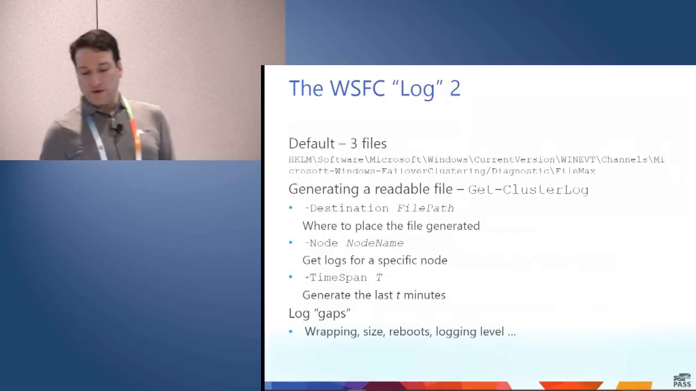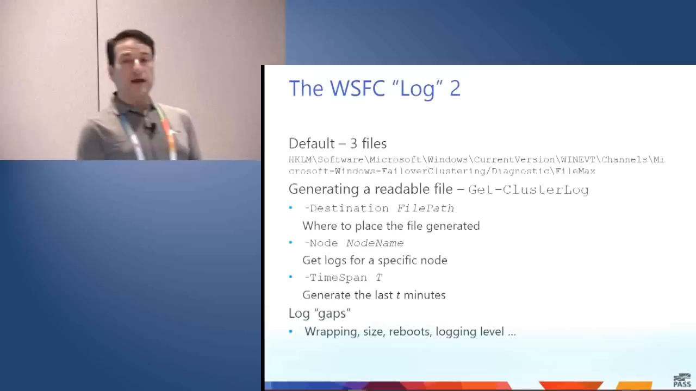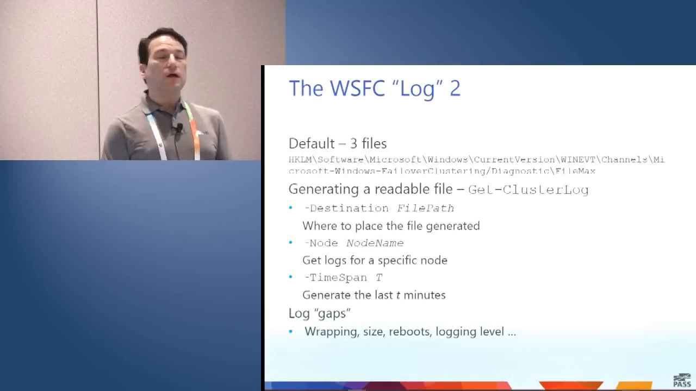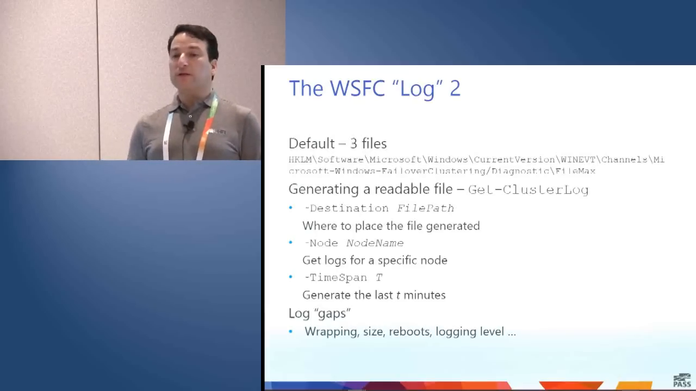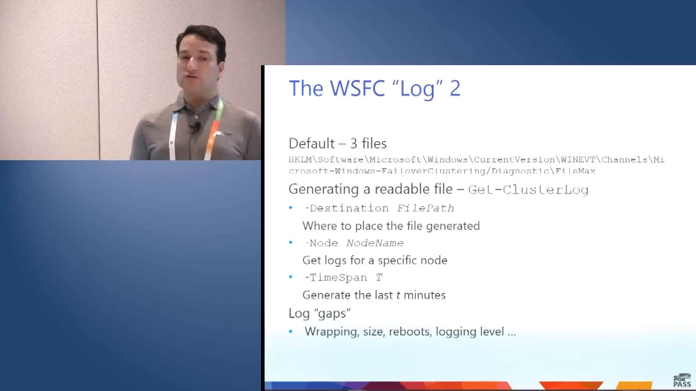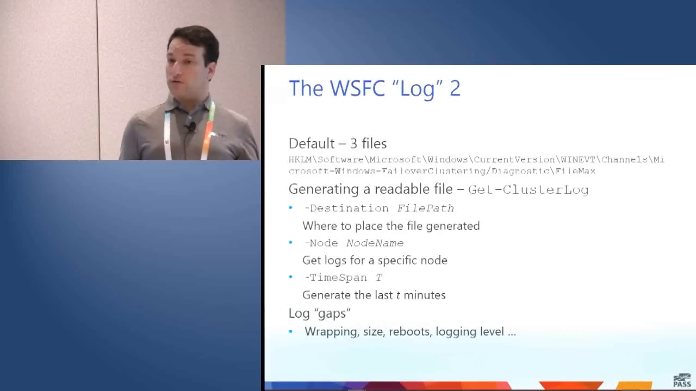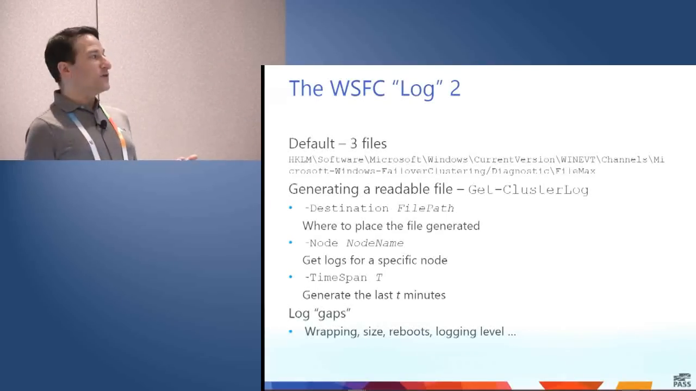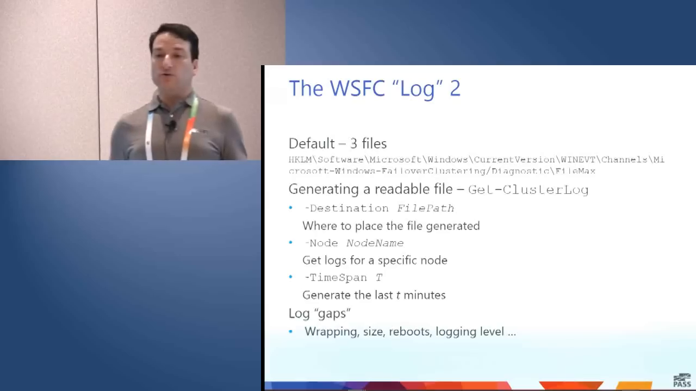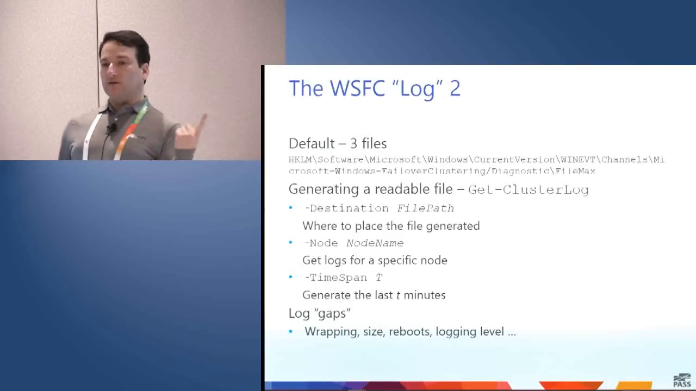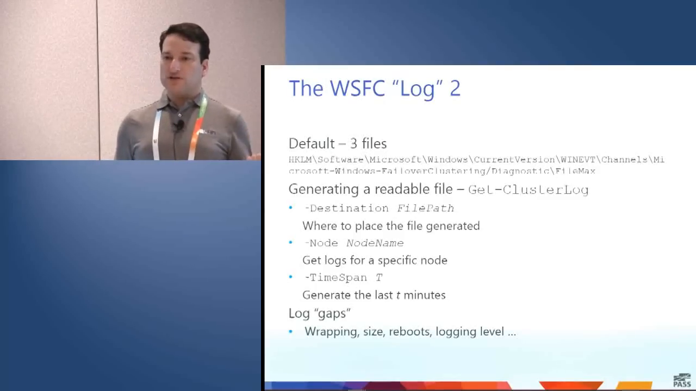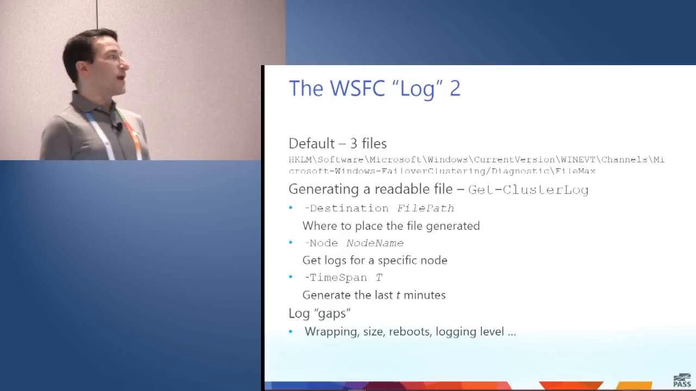So as I said, there are 3 files. Now, to generate out the file in PowerShell, it's Get-ClusterLog. You can generate it out to a specific place, but if you don't specify a place, it goes to that Windows cluster reports directory that I showed you earlier. That's where it goes by default. And if you don't specify a node name, it will generate it for all the nodes and put that file on each of the nodes. So if you just want a single node's worth, you could just specify the node name and it'll generate that out.